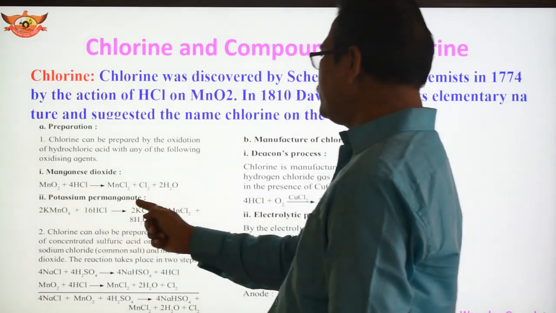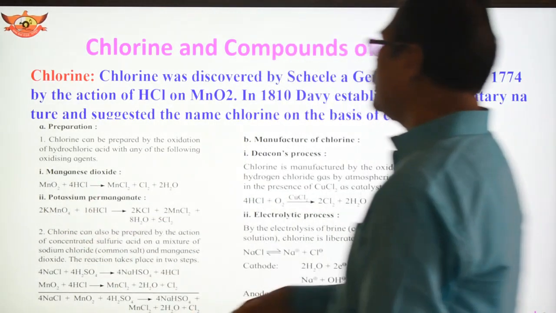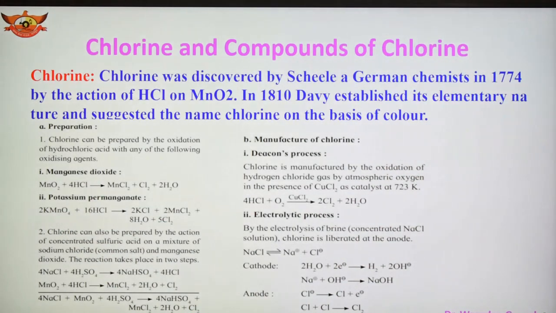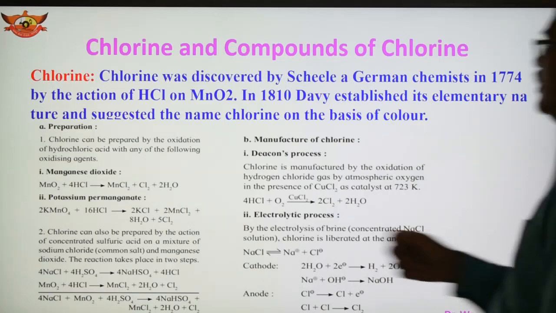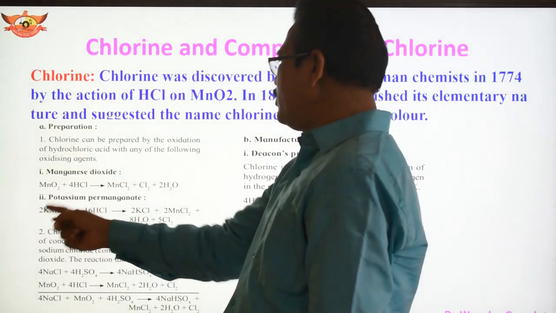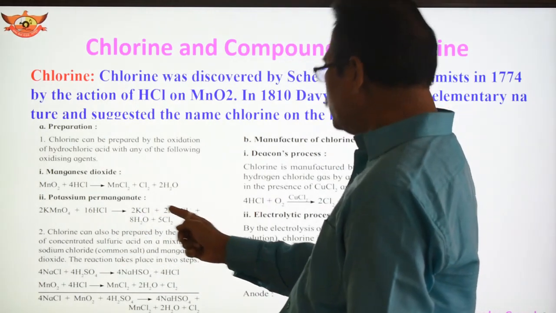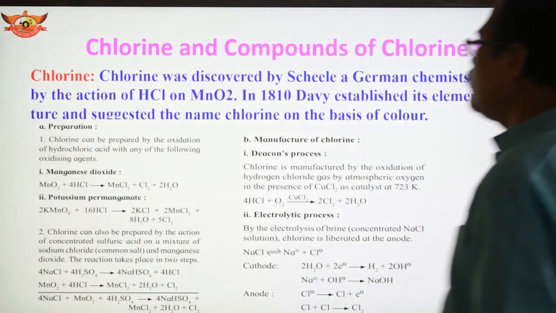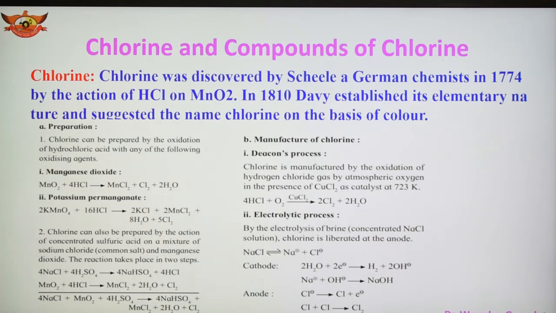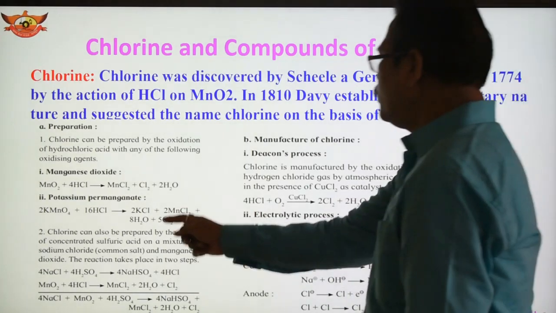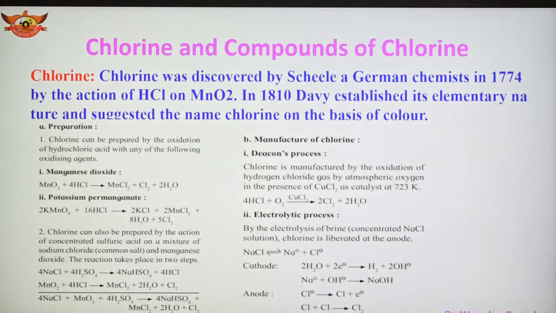Both MnO2 and KMnO4 are strong oxidizing agents. Potassium permanganate, KMnO4, reacts with HCl forming KCl, MnCl2, water, and 5 molecules of chlorine. So in this way, by using the oxidizing agents MnO2 and KMnO4, we obtain chlorine. These are the methods in the laboratory for preparation by using an oxidizing agent.